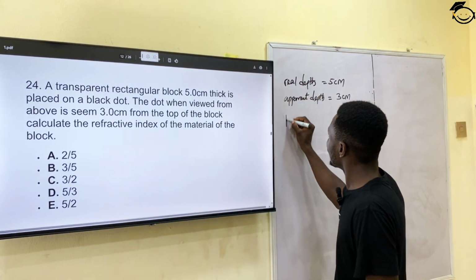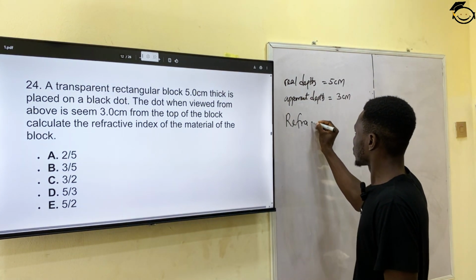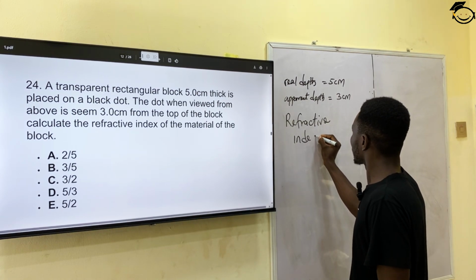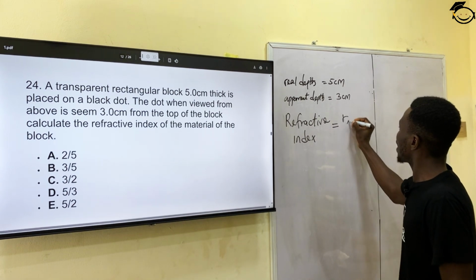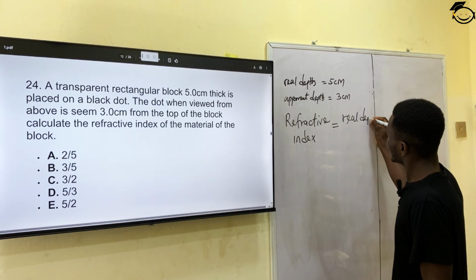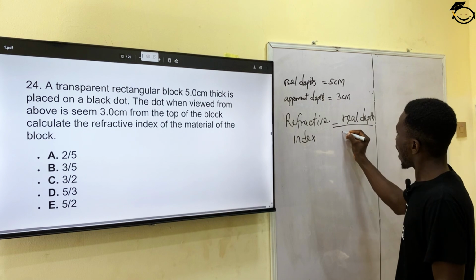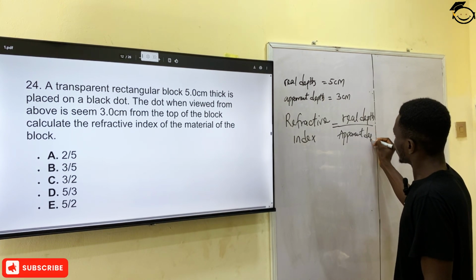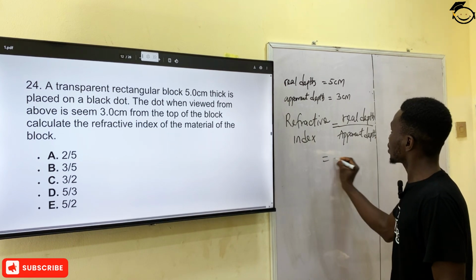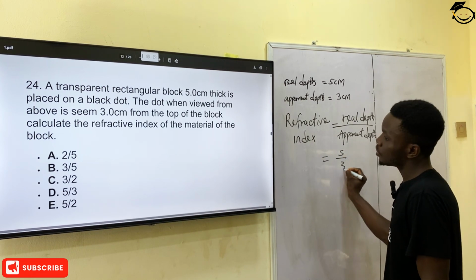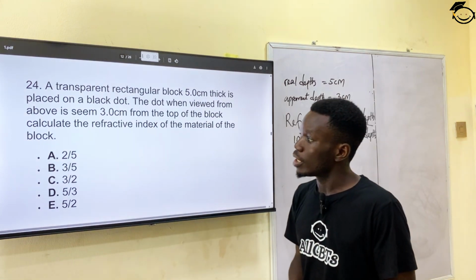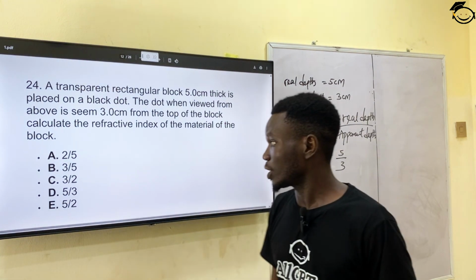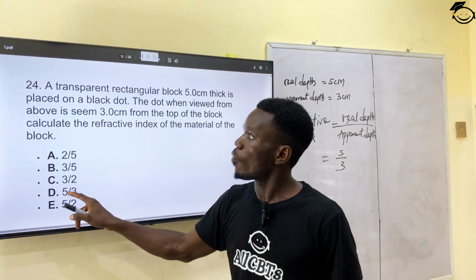And we know that refractive index is real depth over apparent depth. So that is to say that I have 5/3. So if you look at our options there, you discover that option D is the correct answer, which says our refractive index is 5/3.